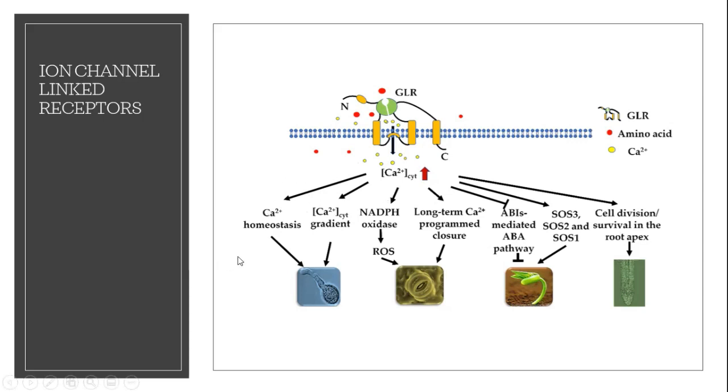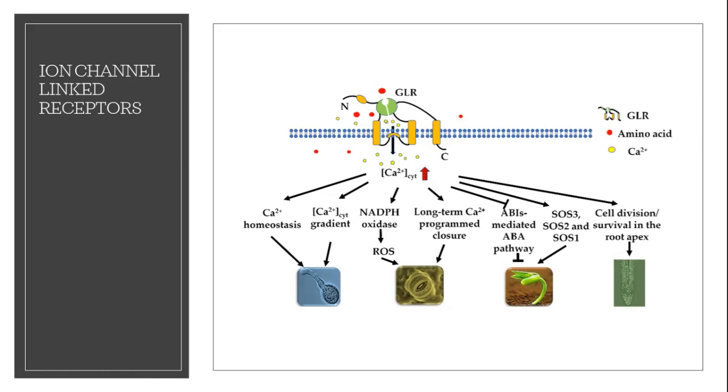It can bring about homeostasis of calcium that leads to pollen germination. It can also bring about ROS production that can lead to closure of stomata. It can lead to inhibition of the abscisic acid pathways that leads to seed germination. It can also alter cell division and the rate of cell division.